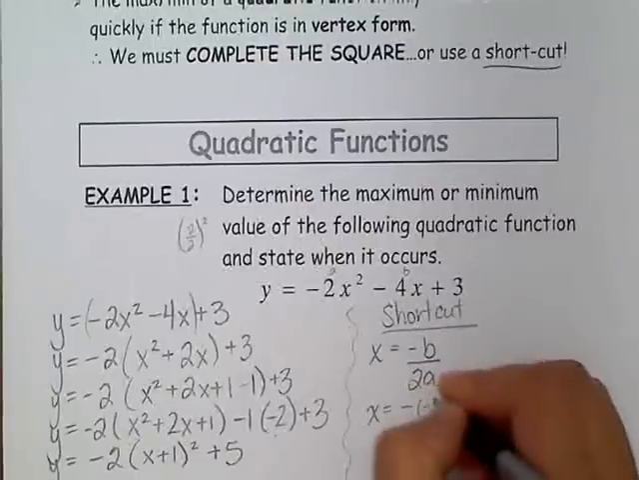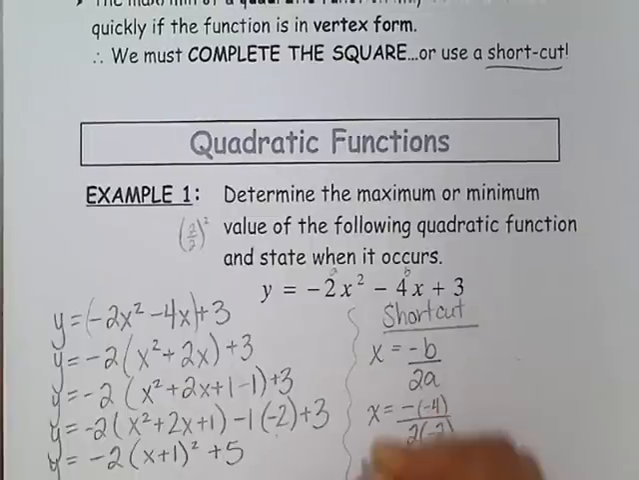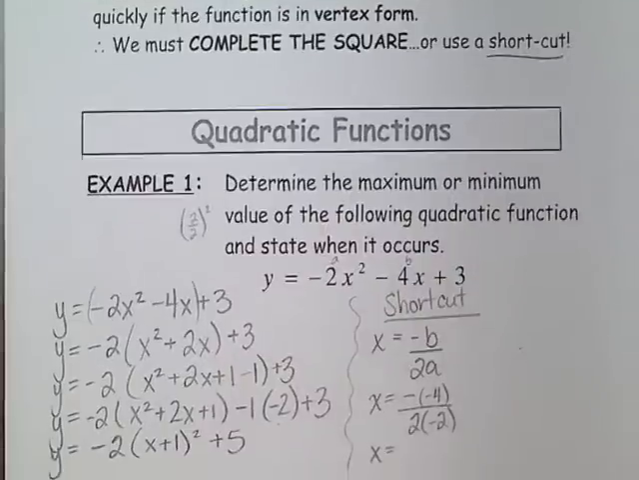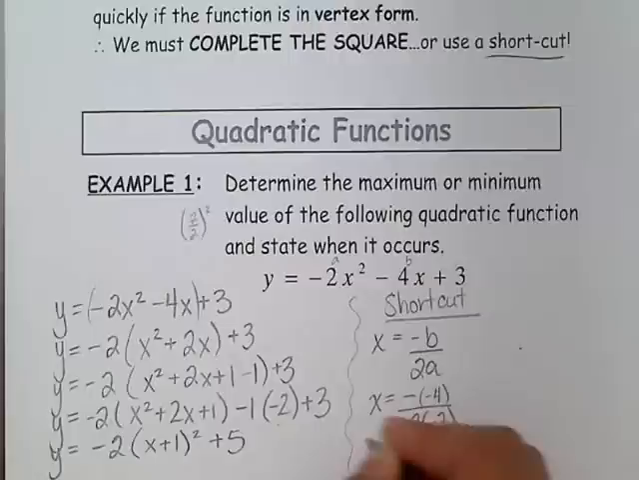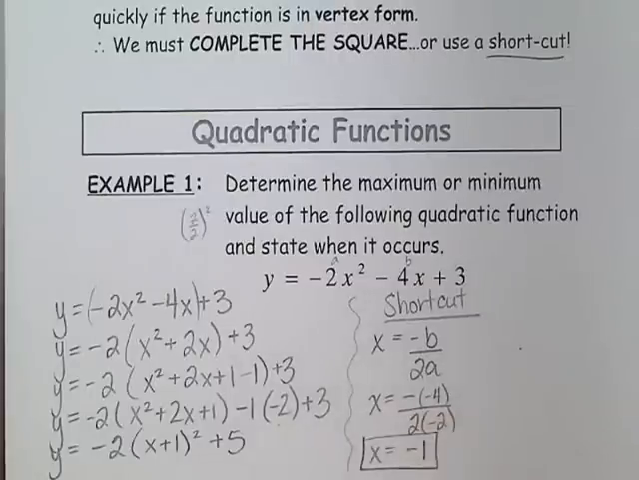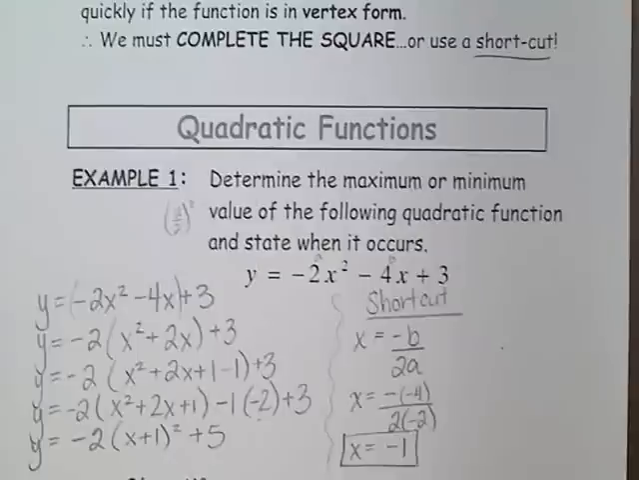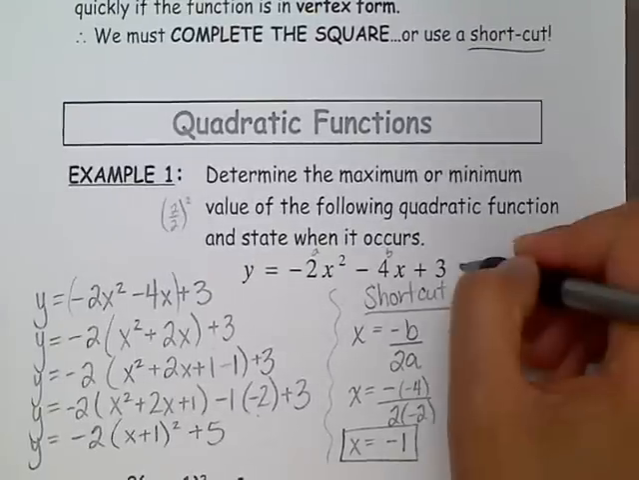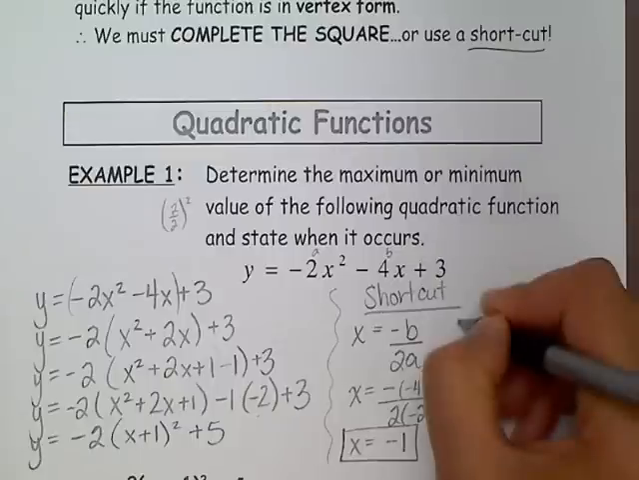So I get negative 4, and I get 2 divided by negative 2. And so I get x equals negative 4 gives me 4. And 4 divided by negative 4 gives me negative 1. So what this actually gives me is the x-coordinate of the vertex. Now I can solve for the y-coordinate of the vertex, and it's pretty straightforward. If I know the x-coordinate, I can substitute back into the original function to figure out the y-coordinate.